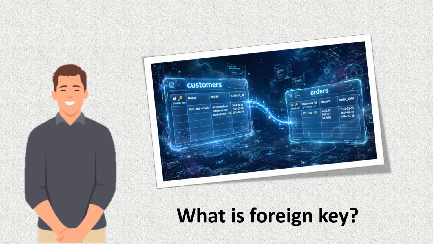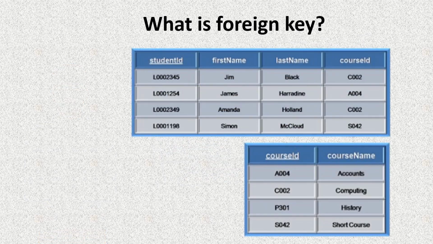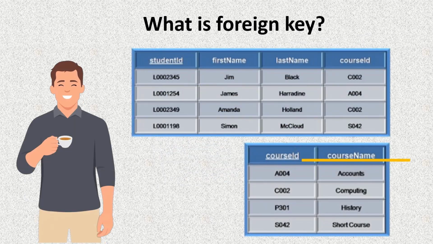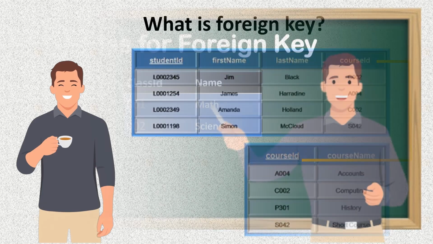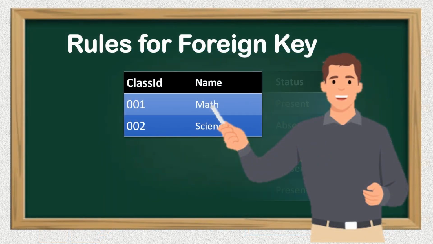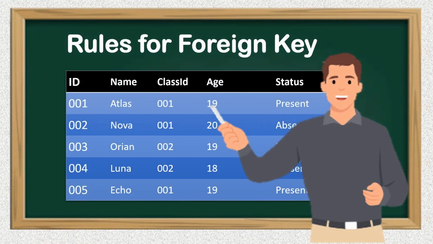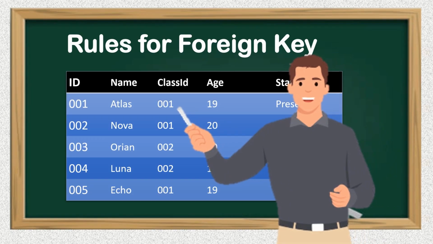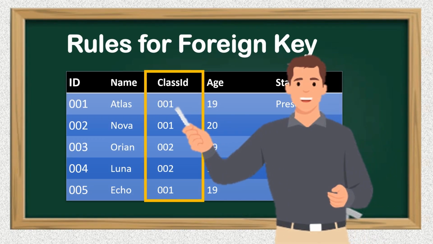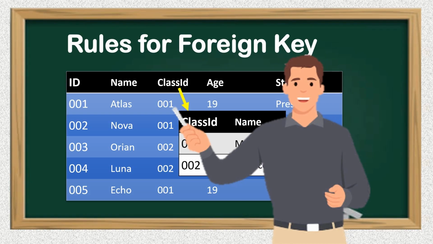Now let us learn about the foreign key. A foreign key is used to connect two tables. Here is a classes table. Now let us update the students table. The class ID column is the foreign key. It connects to the ID column in the classes table.